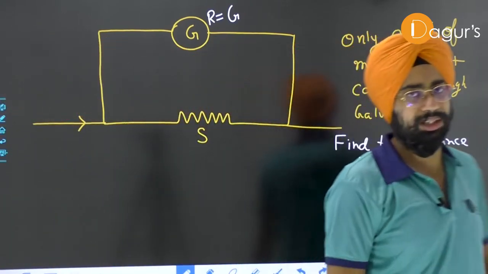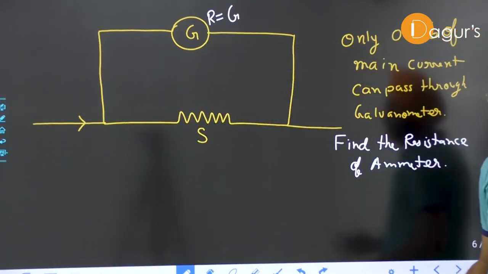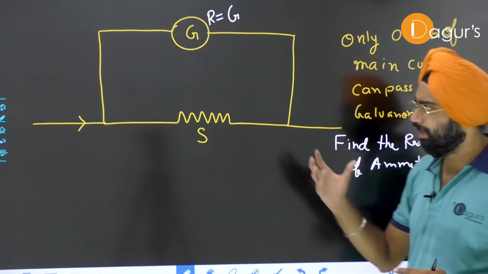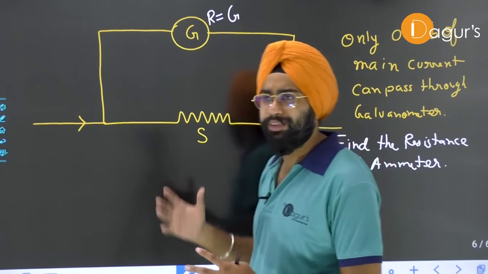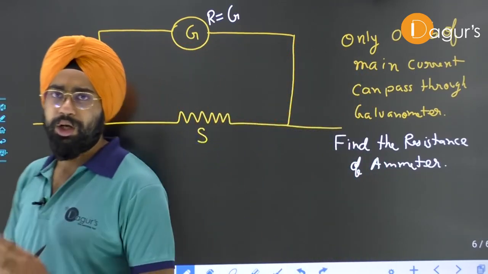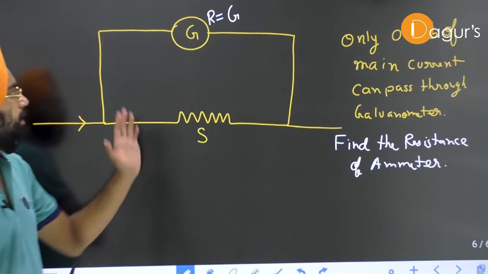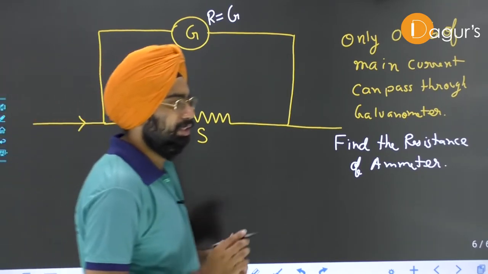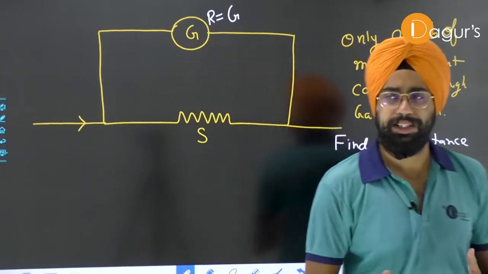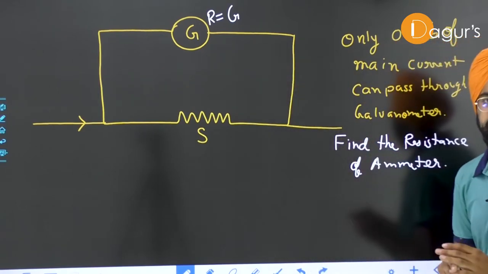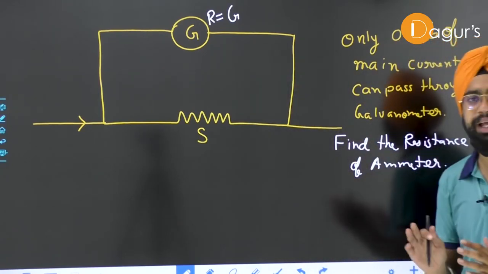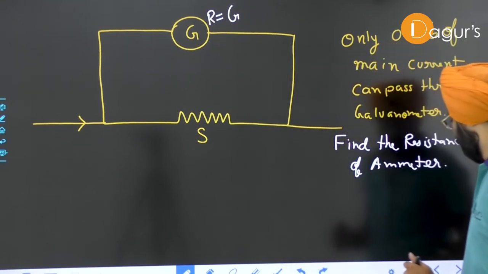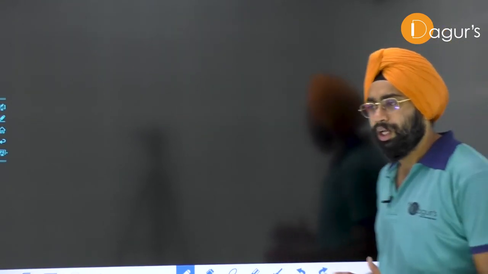So what is happening in this question is that a main current is entering into the ammeter, and of that main current only 0.2% is passing through the galvanometer and the rest is passing through the shunt resistance. We need to find the resistance of the ammeter. So let's do the question.